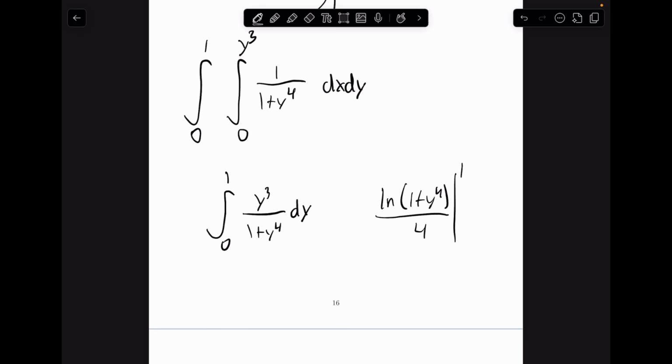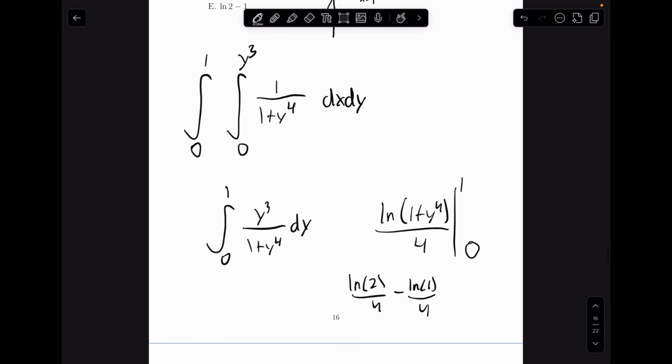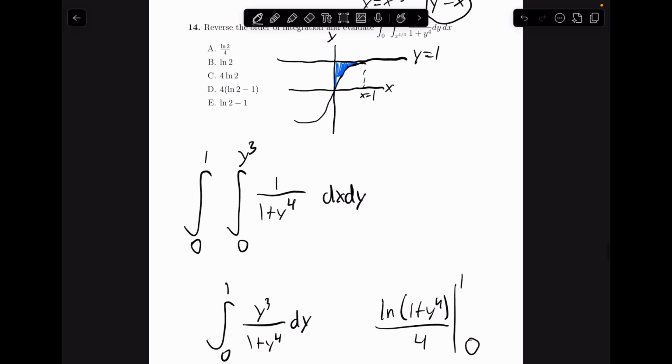And that is going to be, let's see, ln of 2 over 4 minus ln of 1 over 4. And ln of 1 is just 0. So our answer is going to be A.